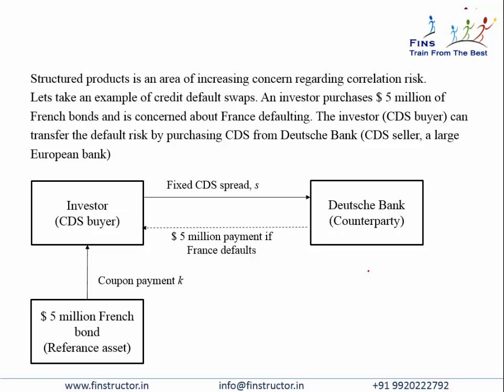So this is the structure. This is the investor who has exposure to the French government or the French sovereign, and he buys a credit default swap. So he pays a spread to Deutsche Bank, and Deutsche Bank will make a payment which is contingent on the French government defaulting or the French bond defaulting. So the French bond is a reference asset. This is a traditional standard credit default swap structure.